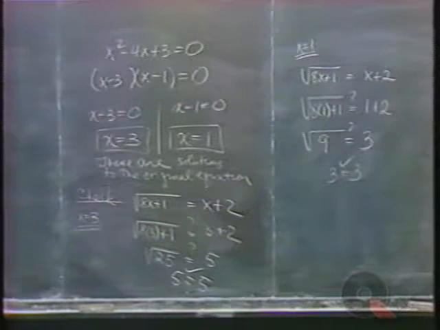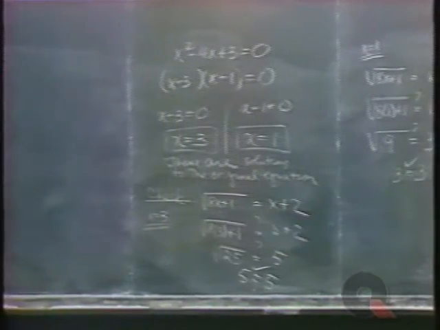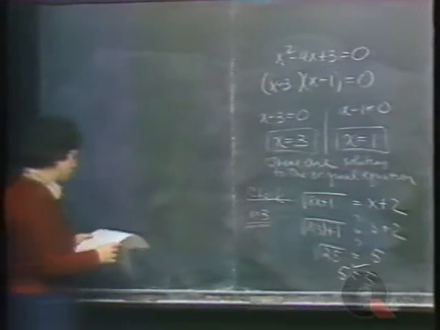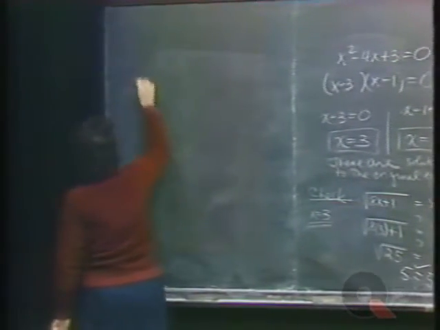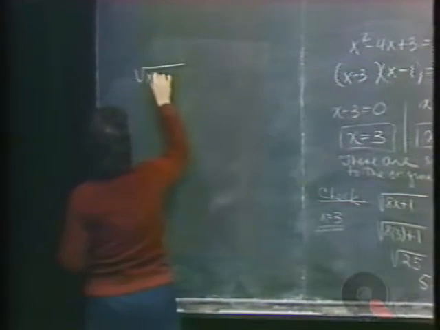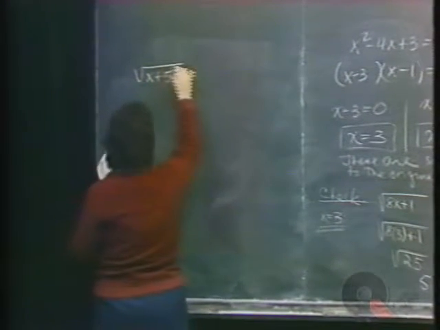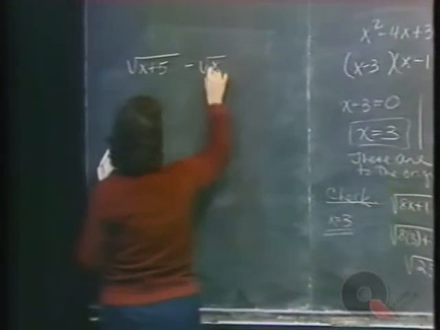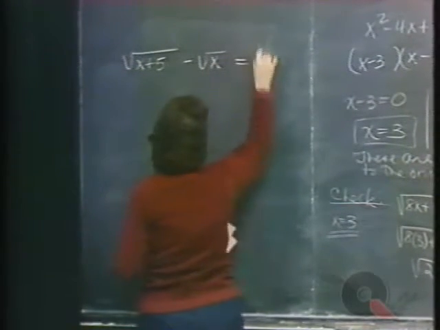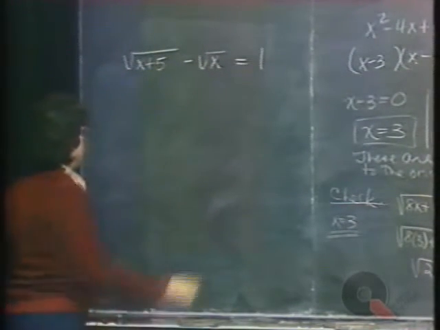I'd like to finish off this videotape by doing one more example, this time an example involving two radicals, two square roots. The square root of x plus 5 minus the square root of x equals 1. We would like to solve for x.